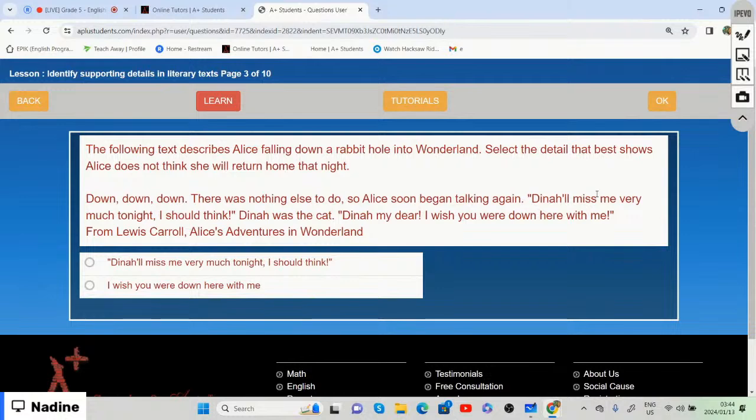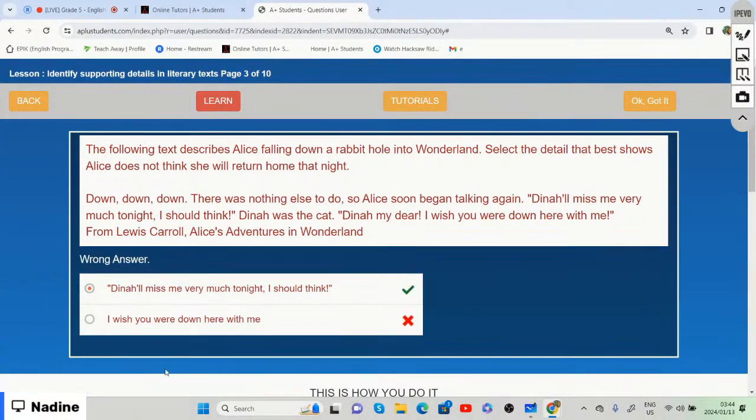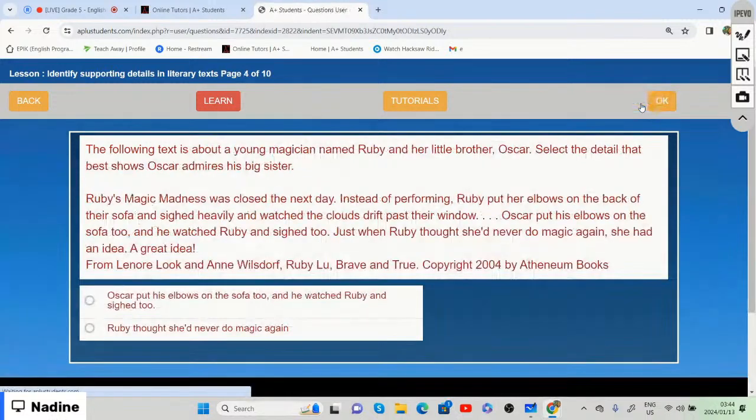So something that shows that Alice does not think that she will return is the one that says, I wish you were down here with me. Oh, so she assumes or she thinks that the cat is also missing her, right?